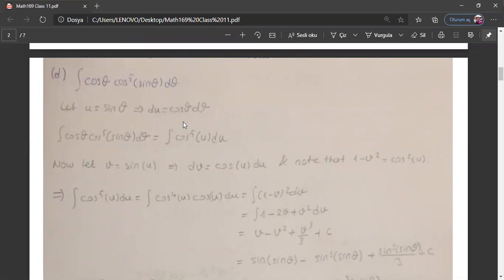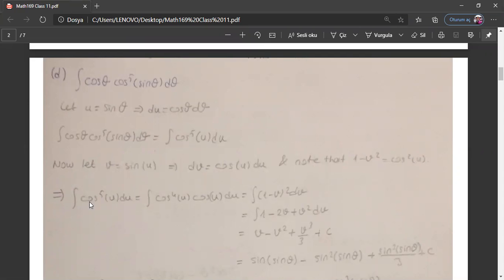So now we have this integral. How do we integrate it? We need to substitute again. We write v instead of sin u. We need to differentiate it first and get this. And remember again this identity: 1 minus v squared, which is sin squared, is equal to cos squared.